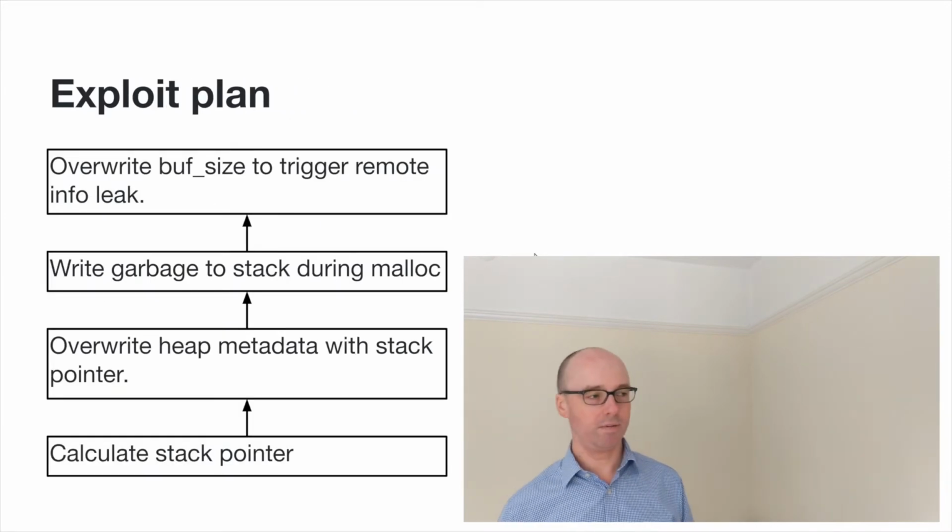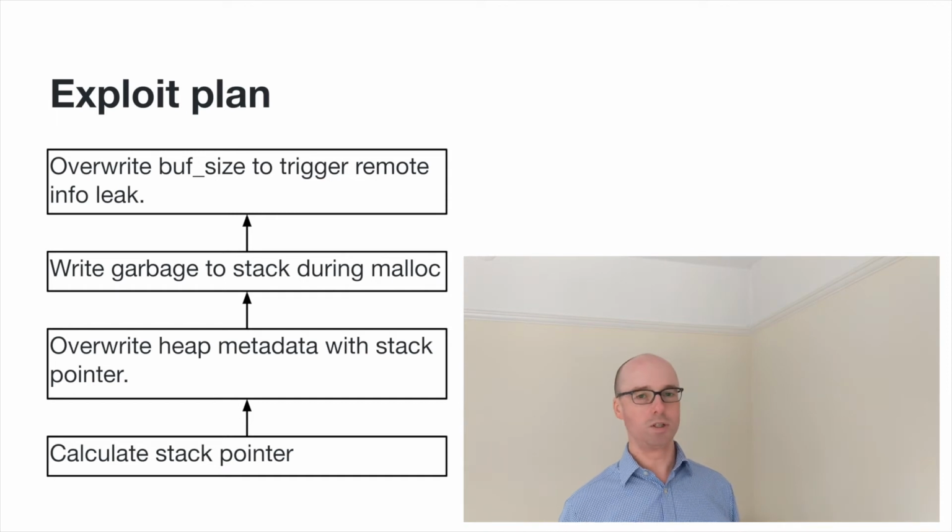Okay, so here's a summary of that exploit plan. We're going to work backwards from the goal. So the goal is to overwrite buff size to trigger a remote info leak. The way that I'm going to do that is by writing garbage to the stack during the malloc. How do I trick malloc into writing garbage to the stack? Well, I do that by corrupting the heap's metadata so that during that call to malloc, it actually has that effect of overwriting the stack.